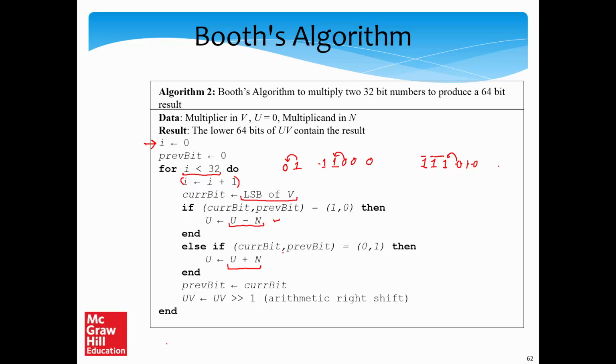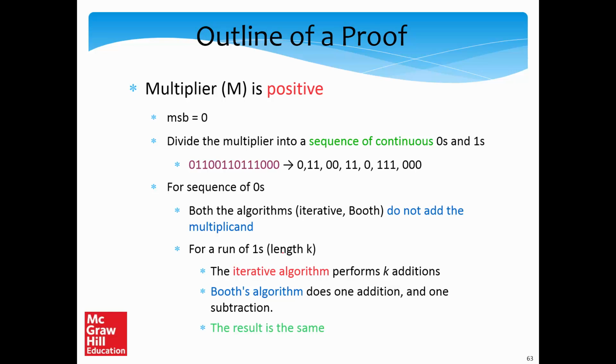So let me give a very, very quick overview. Assume that a multiplier m is positive. The way the proof works is that we try to match the state between the iterative algorithm and Booth's algorithm, and we shall see that since at the end the MSB is 0, all the runs of ones are in a sense taken care of because we do a subtraction and then we do an addition.